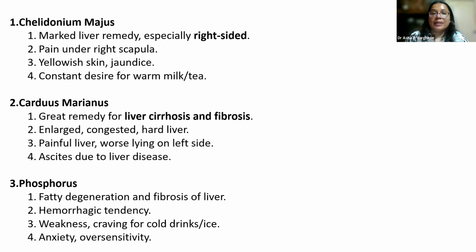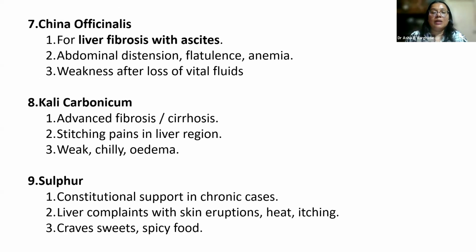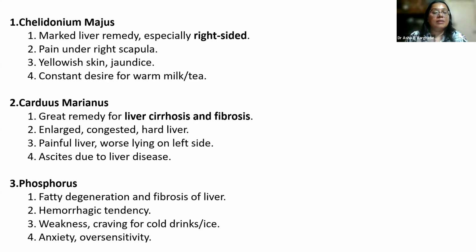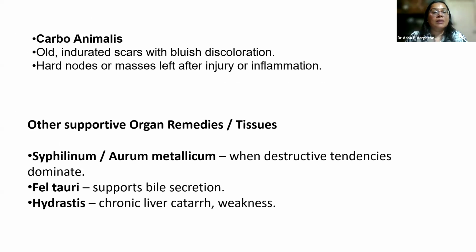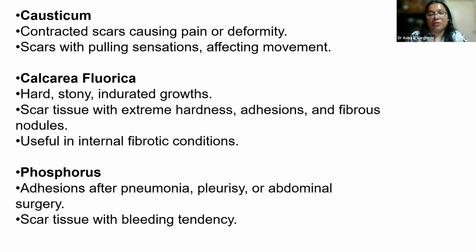Okay. Second medicine which I have used is Carduus marianus. Great remedy for liver cirrhosis and fibrosis, enlarged congested hard liver, pain, aggravation lying on left side. There is even ascites. To that stage, it did not reach. Now, Hydrastis also was given for chronic liver catarrh and weakness. So other medicines which I give, Hydrastis sometimes I give as a liver tonic kind of. Okay. So this is the explanation for the remedies which I have given.